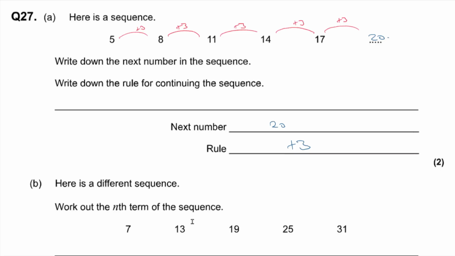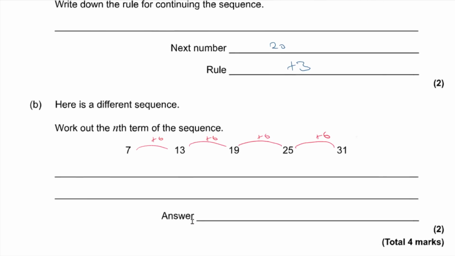Now, what sort of sequence is this? Well, you can see that the difference between each pair is plus 6, plus 6, plus 6, plus 6. We're adding 6 each time. So I know that the 6 times table, 6n, is equal to 6, 12, 18, 24, 30.